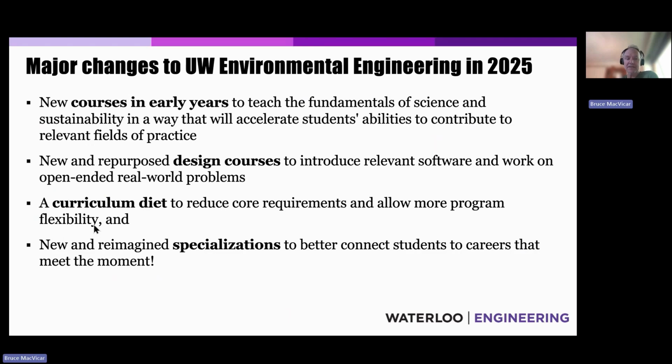We've also, at the same time, gone on a diet. So that means we reduced some of the core requirements. And the goal there is to give you more flexibility because we do have more options now available. And part of that is the fourth point there, the new and reimagined specializations. So those we thought of as very important to really give you a coherent picture of, from talking to you as you're thinking about school all the way through to what people do in their careers and possibly in research as well.